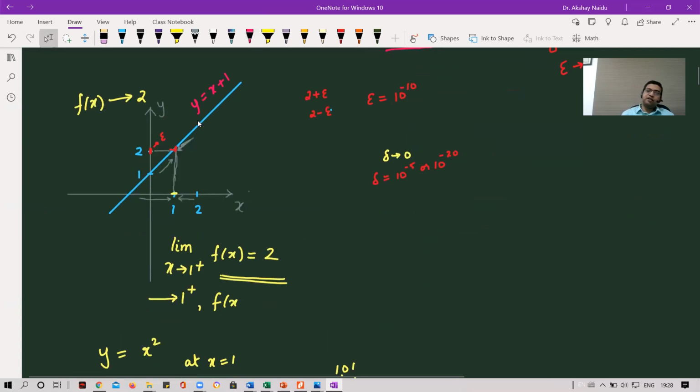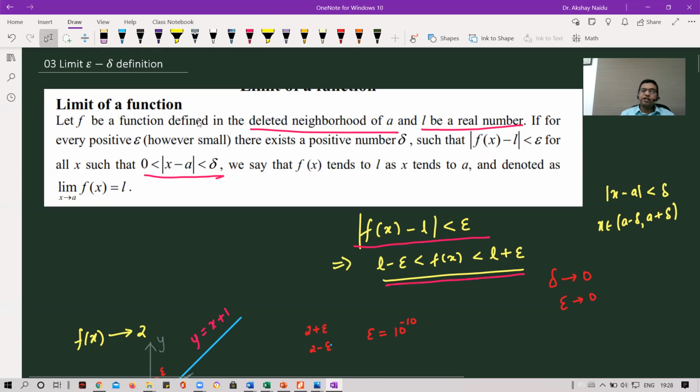So just look at this problem now. What this statement says is very simple. Now we'll read the statement differently. Let f be a function defined in the deleted neighborhood of A and L be a real number. If for every positive epsilon, however small, there exists a positive delta such that the function lies in the epsilon neighborhood of L for all x which lie in the deleted neighborhood of A, then we say the function tends to L as x tends to A.